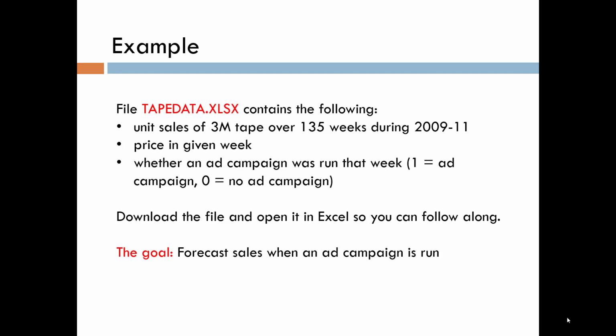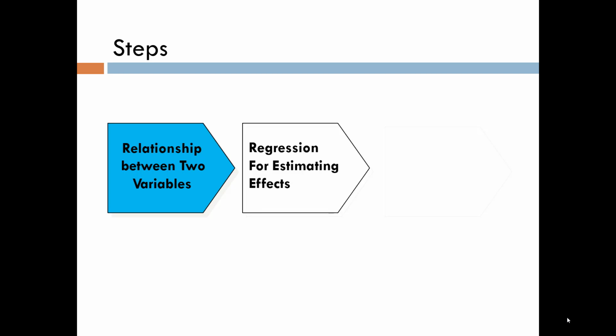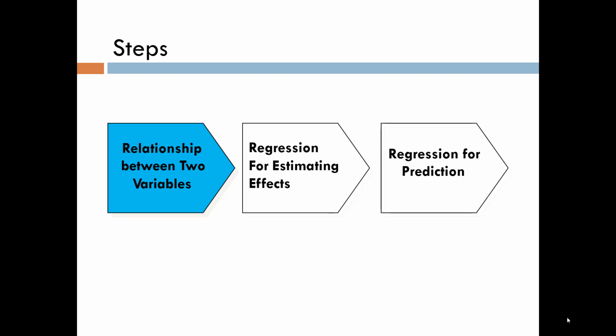Our ultimate goal is to forecast sales when the ad campaign is run. We will go through a number of steps in this analysis. First, we will look at correlation coefficients to determine whether the variables are related to each other. Then, we will conduct a regression analysis to understand the effects of price and advertising on sales. Finally, we will use a regression to predict sales. Right now, we will focus on the first step, using correlation.